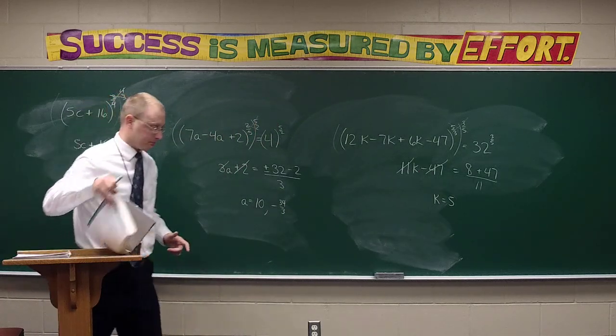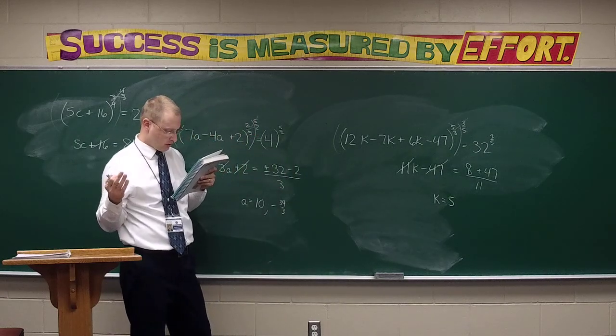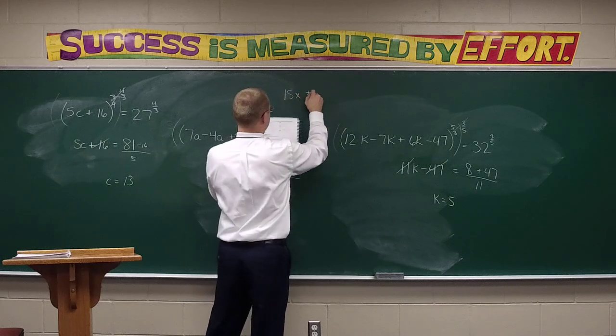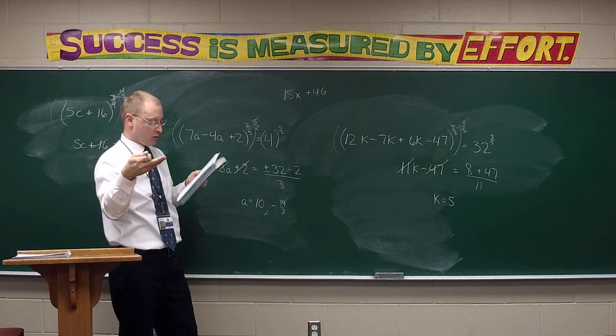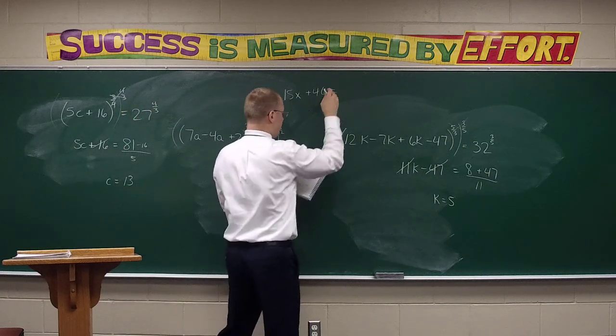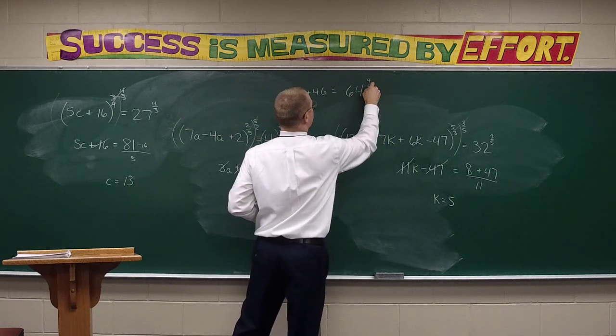Number 37. Let's combine all the x's real quick, class. I got a 15x, there we go. Plus the 46, and it's all being raised to the 3/4, so we're going to raise it to the 4/3, so it's just going to be that. Then on the other side, we're going to raise 64 to the 4/3 power.